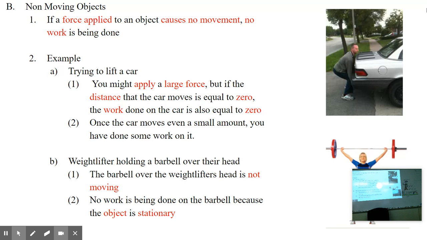So when we have non-moving objects, okay, if that force that is applied to an object does not cause any movement in that object, then we say no work has been done. Some examples of when no work is being done.